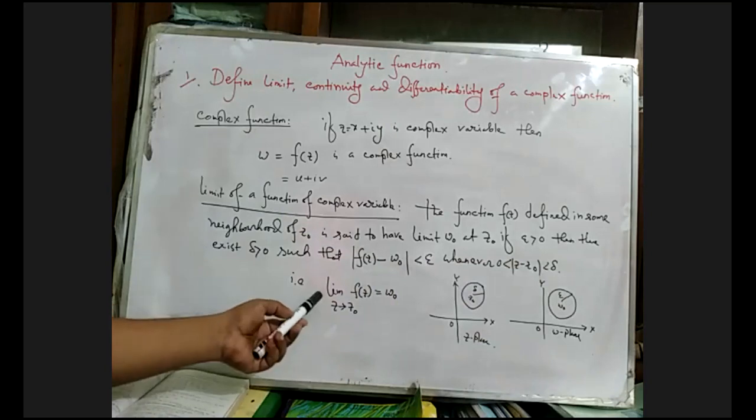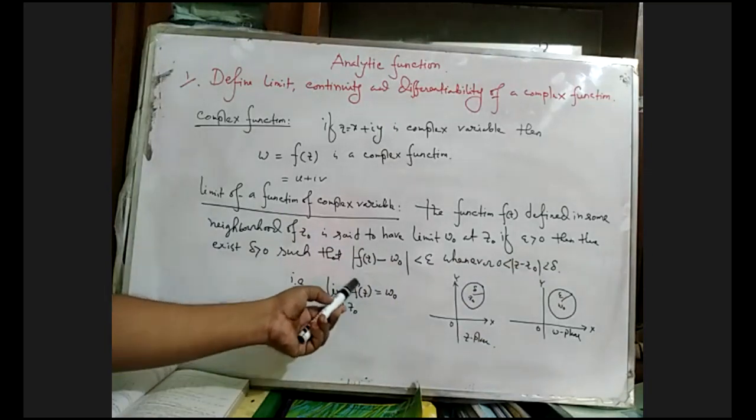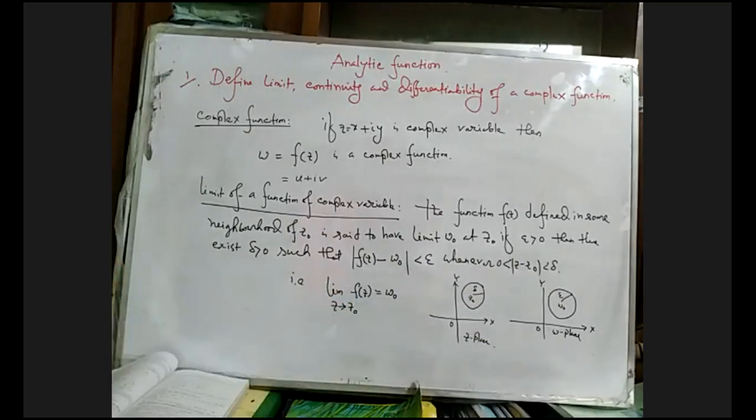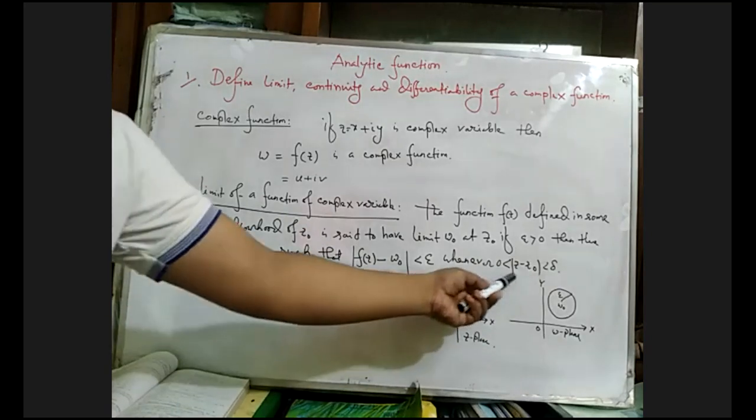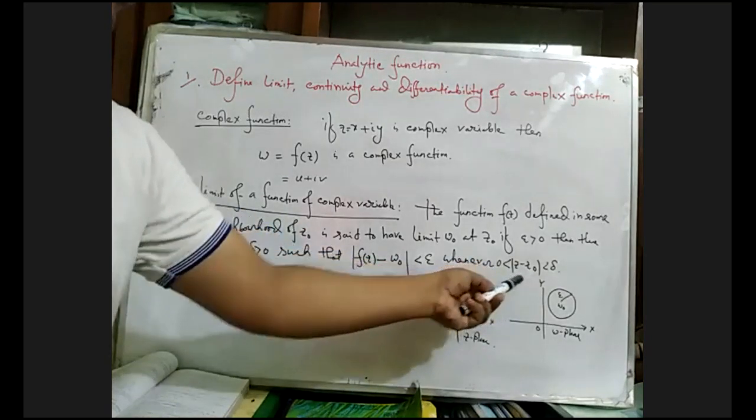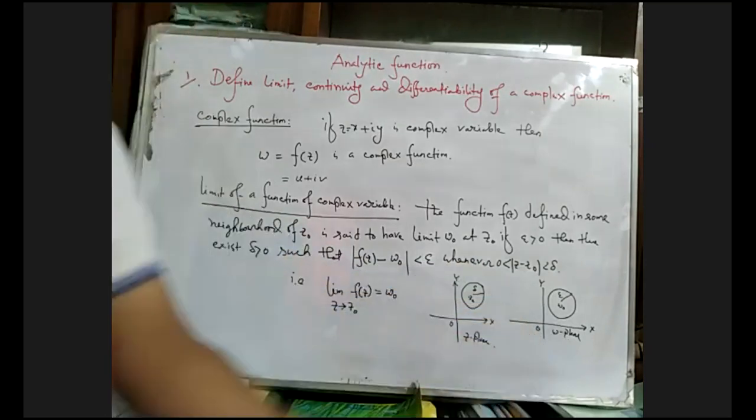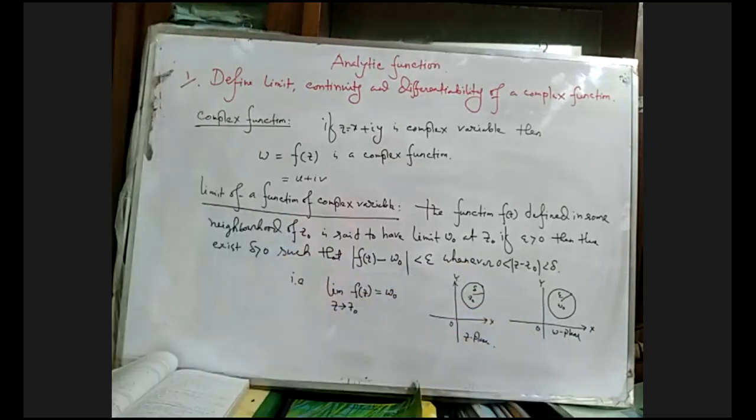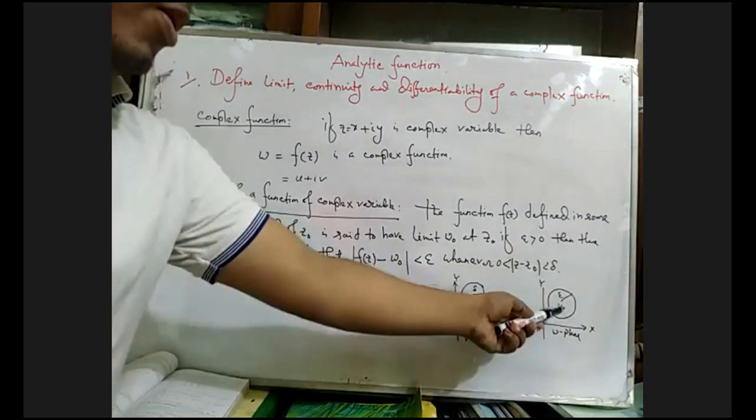Symbolically, mathematically, we can write: limit as z tends to z naught, f of z tends to w naught. And we can draw this is the z plane for every value of z, and this figure is the w plane. The center is z naught, and in the w plane, the center is w naught.